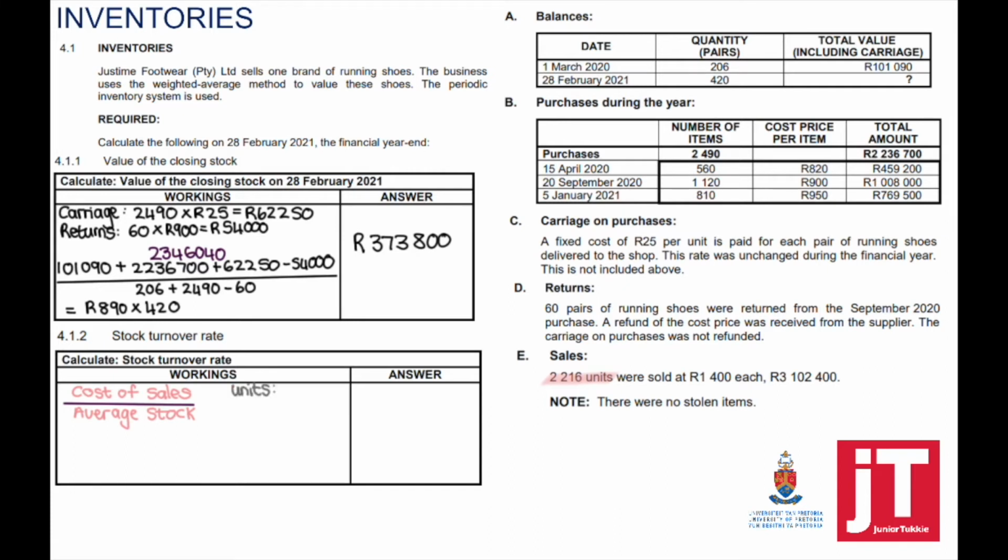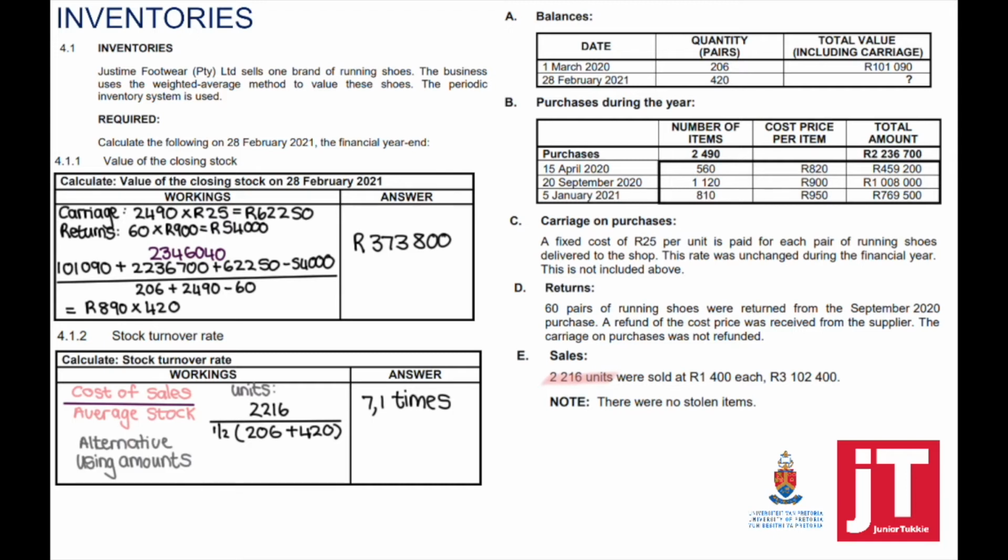One is by using the units. To look at the units, we're going to look at sales. The number of units that we sold was 2,216. So 2,216 divided by the opening stock plus the closing stock divided by 2, so we're going to times it by a half, equals 7,1 times.